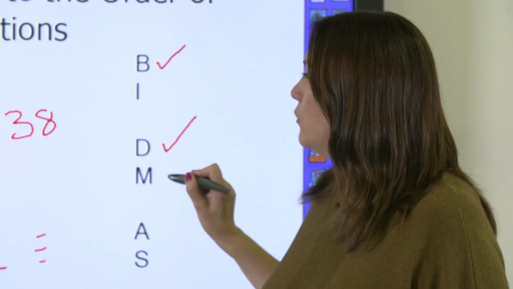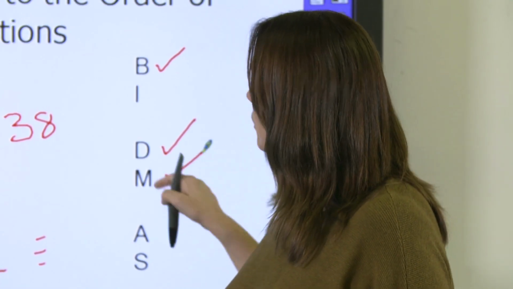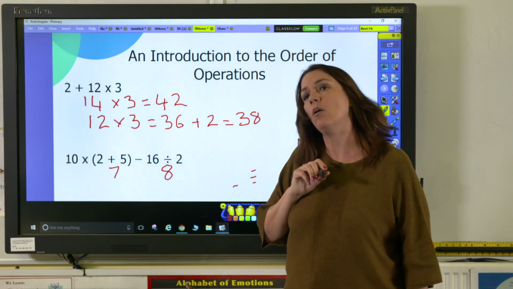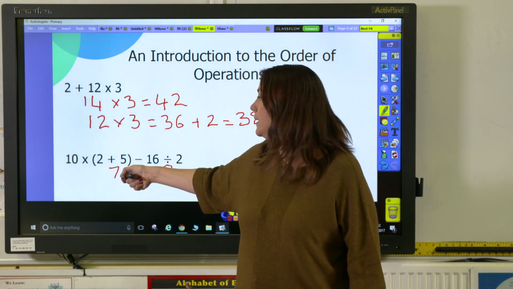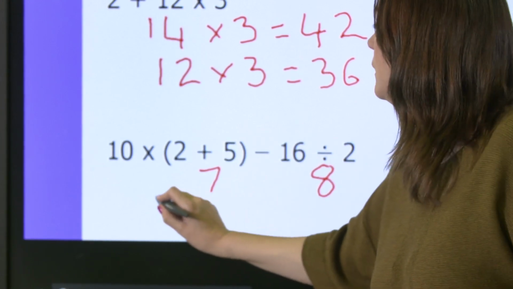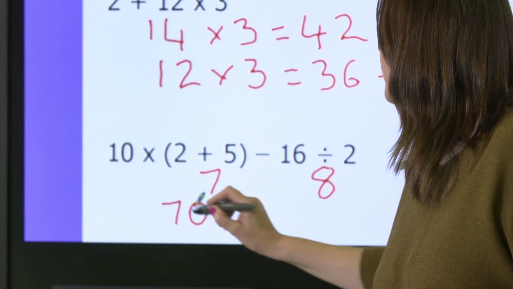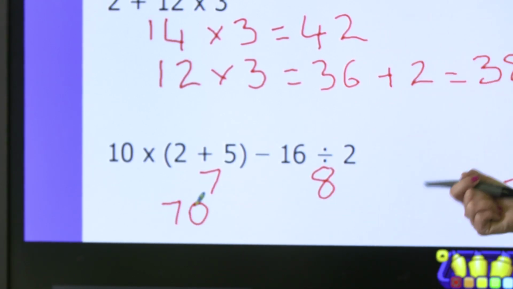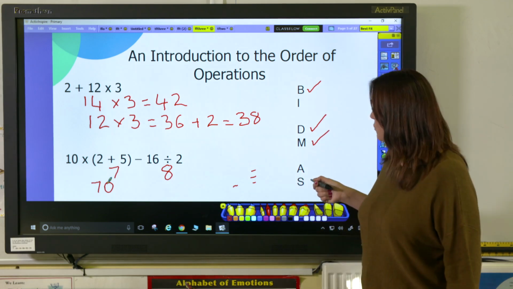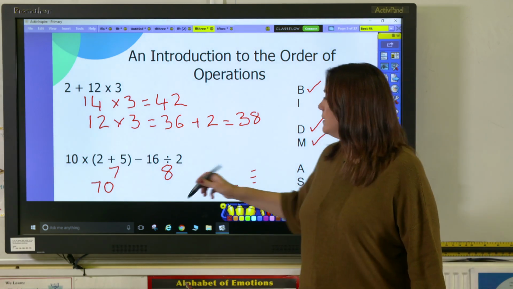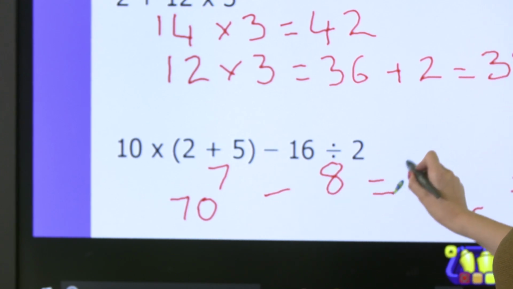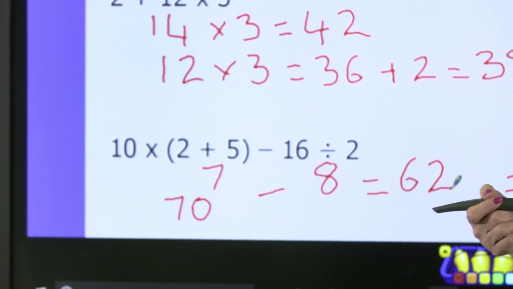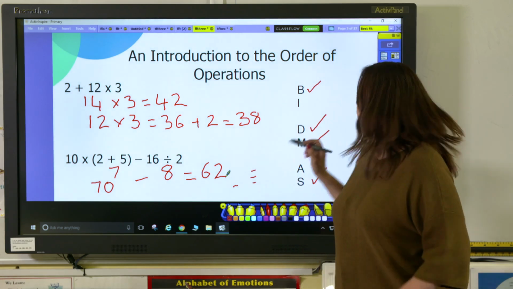Then I'm going to look for some multiplication. And I do have a multiplication here as well. So I have 10, but this time I'm going to times it by the answer to the brackets. 10 times 7, which is 70. And now I can finish my calculation because here I don't have an addition, but I do have a subtraction. And 70 take away 8 would give us 62. And that tells us our answer.